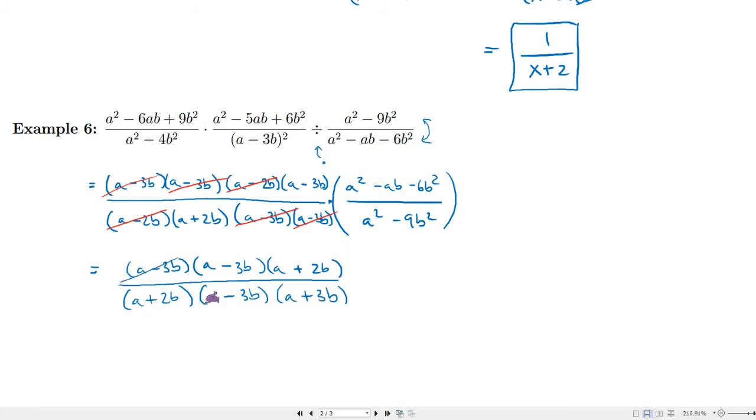So the a minus 3b, there's no more. A plus 2b, there is one here. So a plus 2b, a plus 2b. And that looks like we finally get our answer, a minus 3b divided by a plus 3b.